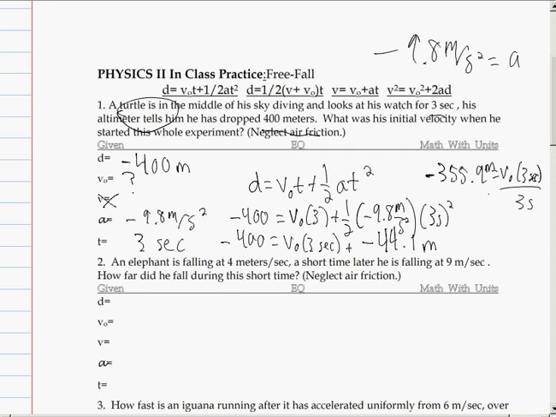Divide both sides by 3 seconds. I get the initial velocity is going to be 17.9 or something like that. And it's negative meters per second. Notice that's negative. That's good. That means that he started falling at a negative speed. Whoa, was that fast though? That is really fast. What can you do? So that's good.